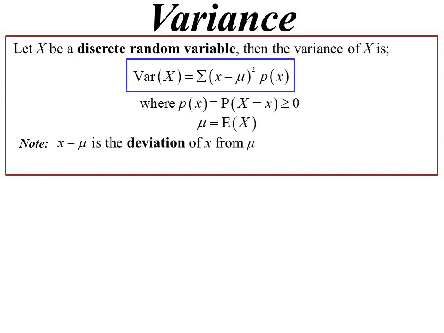Now this thing, x minus mu, that we're interested in is what's called the deviation. How far away is it from the average, basically? That's what we're talking about. Thus, it's a measure of spread. How far away, how spread out is the information.